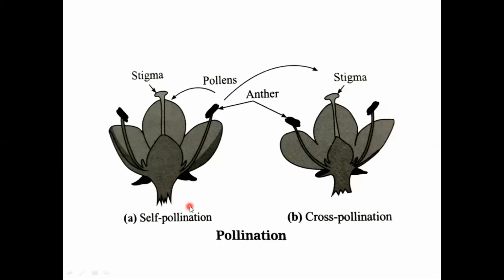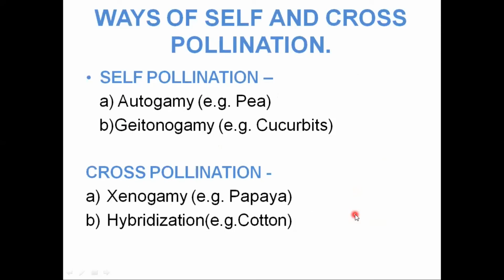Now this is the diagram of self-pollination and cross-pollination. Here in self-pollination, the pollen grains from the anther transfer onto the stigma of the same flower, and here the pollen grains from the anther of one flower land onto the stigma of another flower. This is known as cross-pollination.